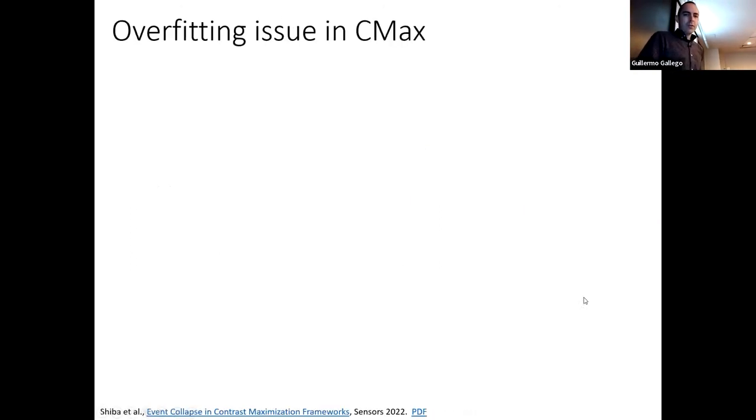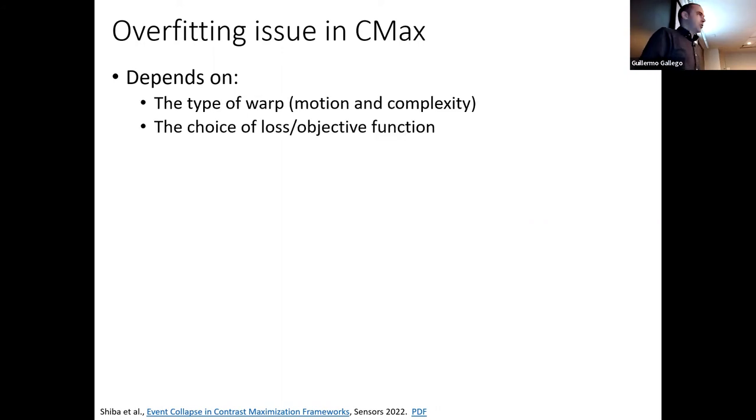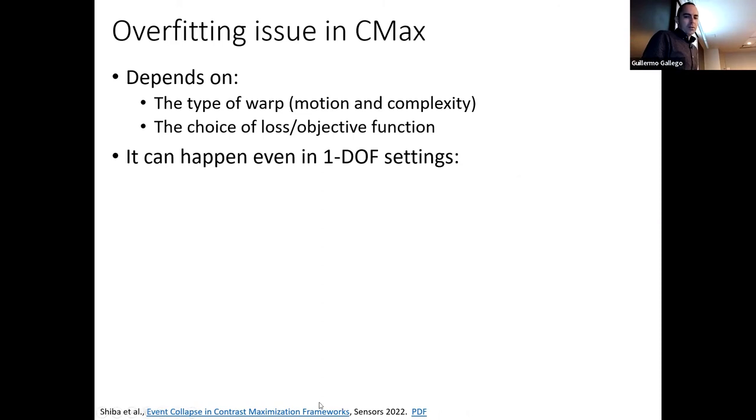So this overfitting issue in contrast maximization, which I guess we identified here, depends on the type of warp. Some warps don't allow it, some warps do allow it, and on the choice of the objective function. And we have this paper, a recent paper this year, where we show that it happens even with 1 degree of freedom. So if you do optical flow, where you allow a much more complex motion, it gets even worse.